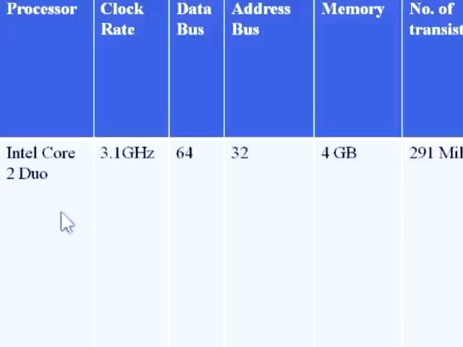And now we are on the verge of Intel Core 2 Duo, where an operating frequency of up to 3.1 GHz is available in the market. The addressable capacity is 4 GB.